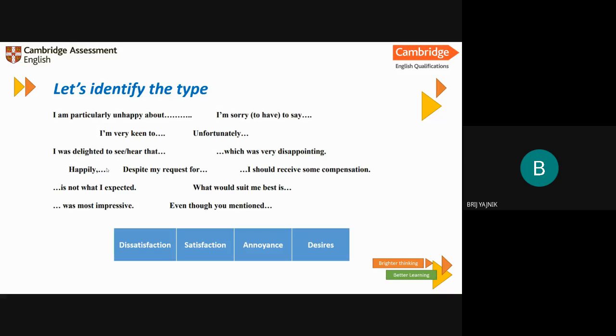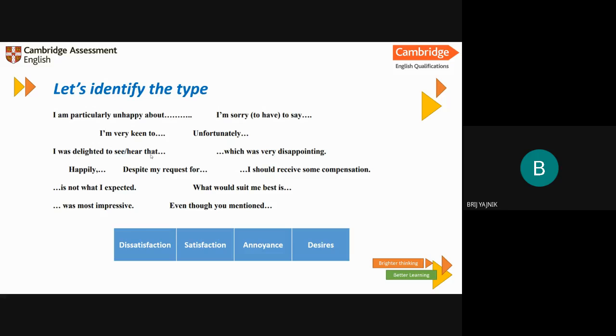Okay, fine. Let's go for "I'm very keen to." What is that? Yes, Utsav got it right. That is desire. "I'm keen to." That's the language you should use. "Unfortunately." What do you think? Unfortunately is not a desire, Zelam. Unfortunately is annoyance. Good. Yes. Okay, "I was delighted to see that or hear that." What is that? "I was delighted." No, "I was delighted" is not a desire.